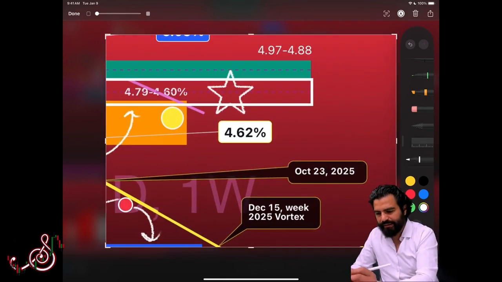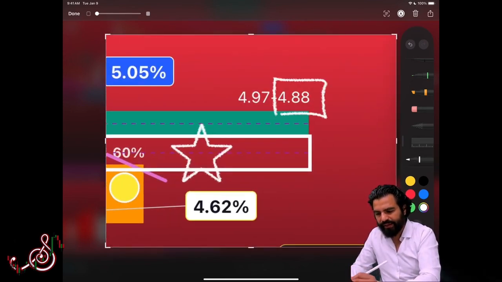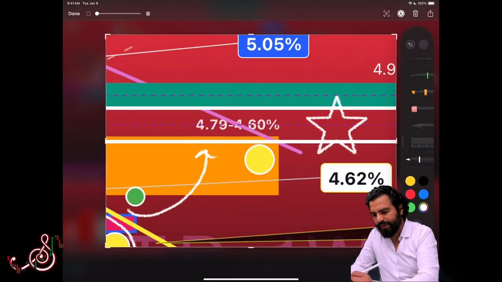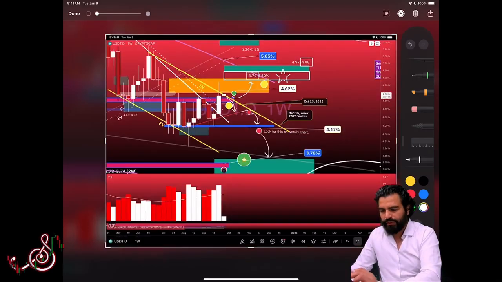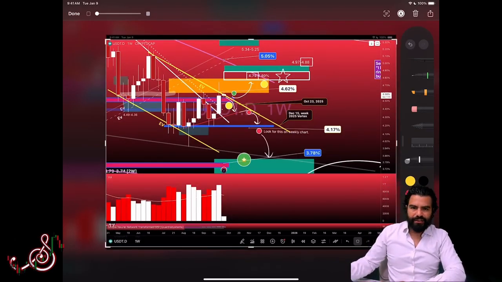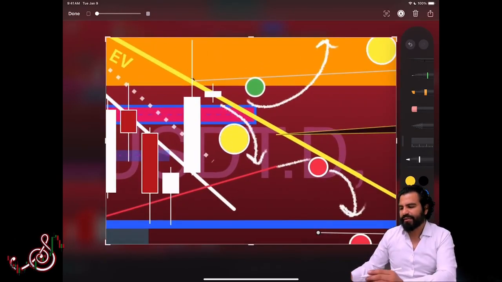Looking to get into these areas. I'll highlight those numbers: 4.88, 4.79. Okay, that's those areas. All right, so is it clear today? Nope, it is not clear, but we're still in this delay territory.